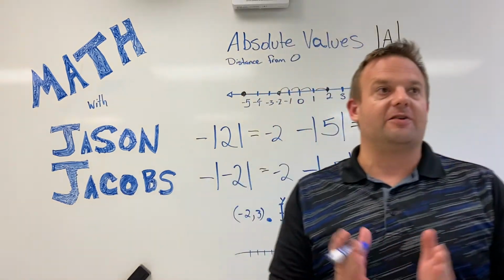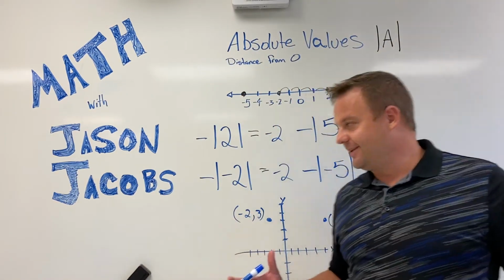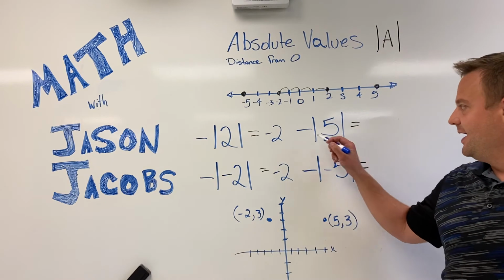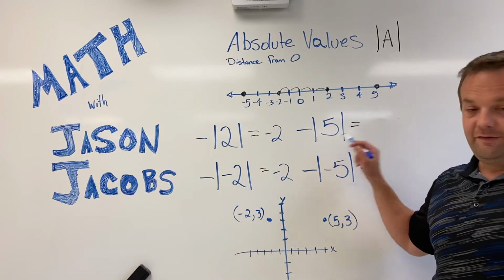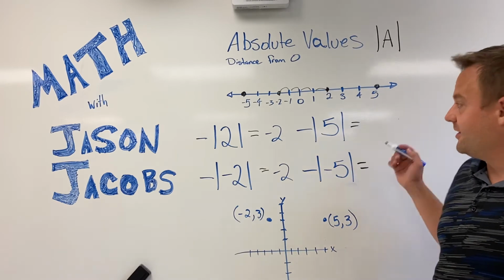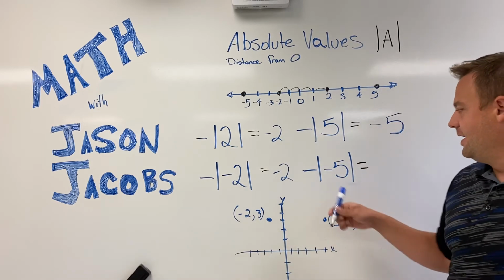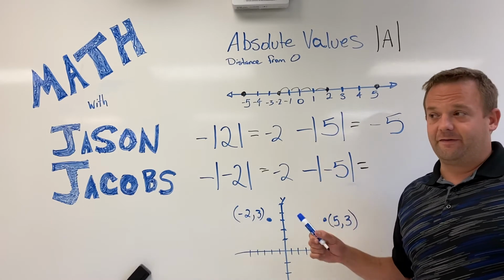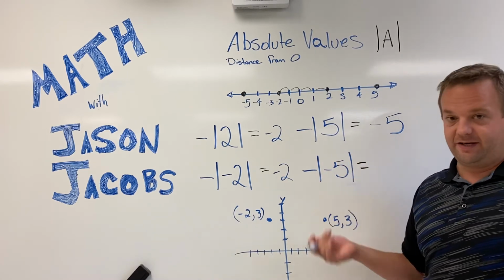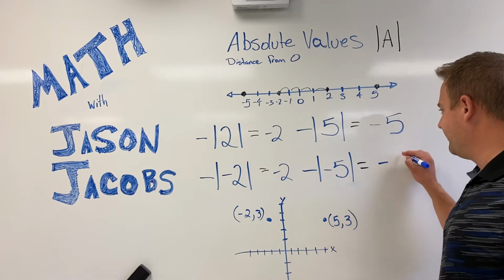But absolute value is always positive. I know it sounds confusing. Stay with me. The opposite of the absolute value of 5. Well, the absolute value of 5 is 5. And the opposite of 5 is negative 5. The opposite of the absolute value of negative 5. Well, the absolute value of negative 5 is 5. And the opposite of 5 is negative 5.